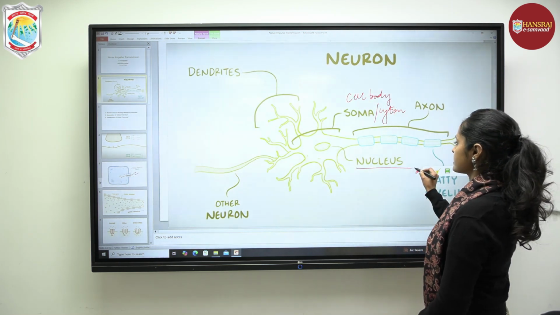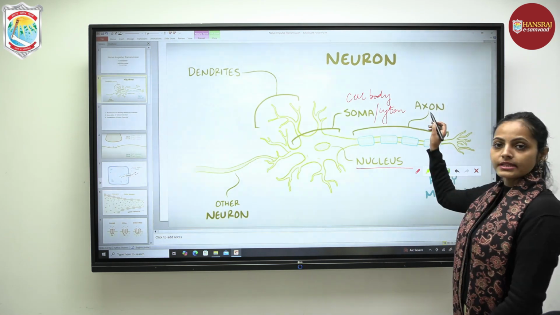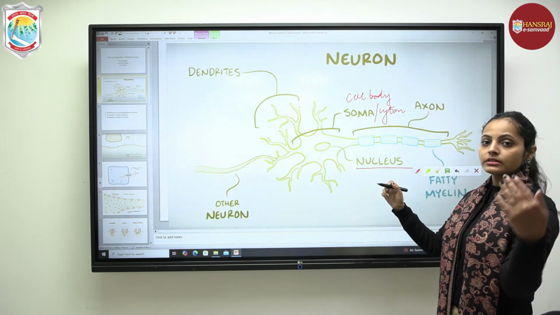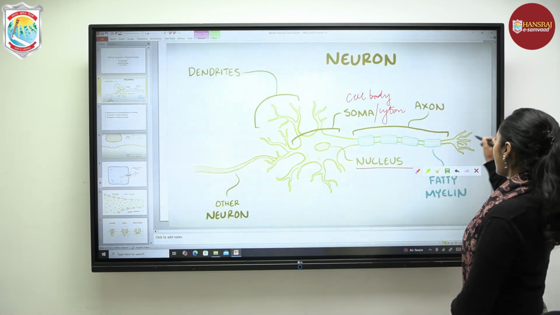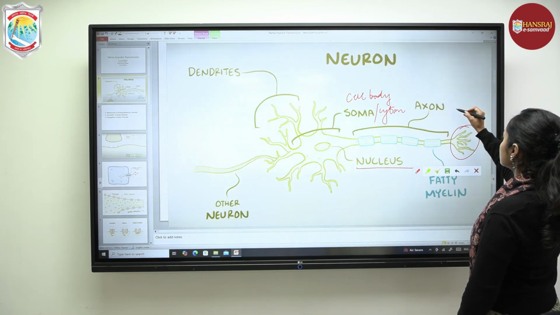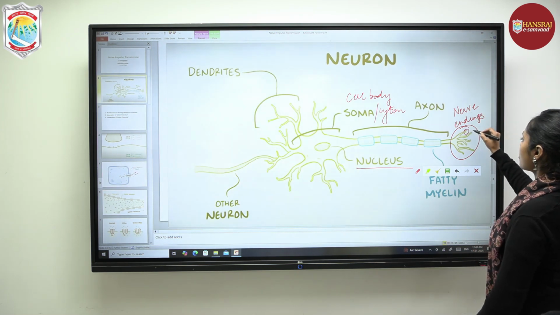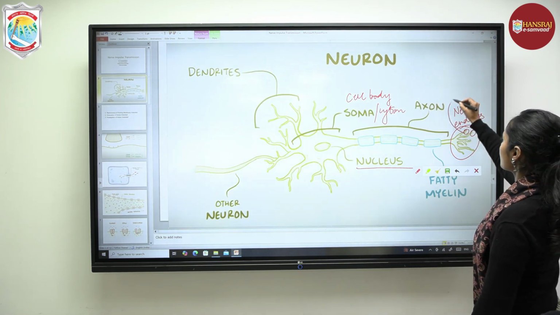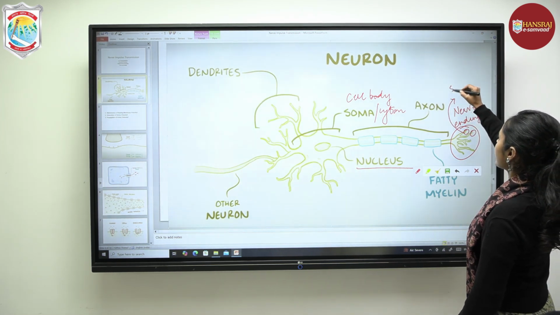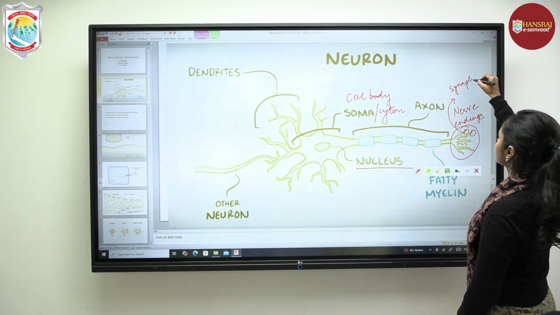This is our nucleus. The long tube-like structure is called as axon, where the nerve impulse propagates, and these are called as nerve endings. These swollen structures are also called as synaptic knobs.